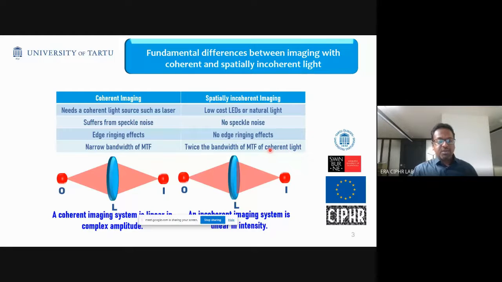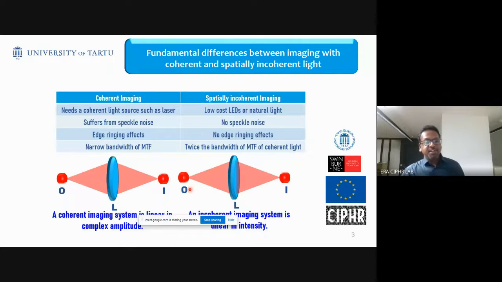Okay, and we need to understand this point because the other three are quite clear, and the last point is very important. This is the starting point of super resolution. The bandwidth is high, so it is possible to improve the resolving power. And why is this bandwidth twice? It roots from a fundamental fact that a coherent imaging system is linear in complex amplitude, whereas an incoherent imaging system is linear in intensity.